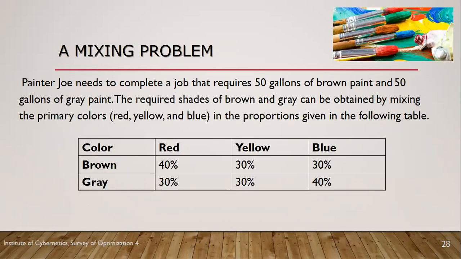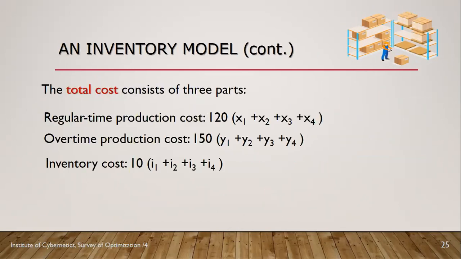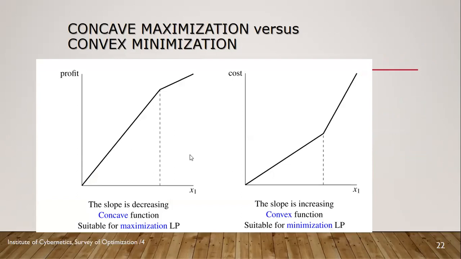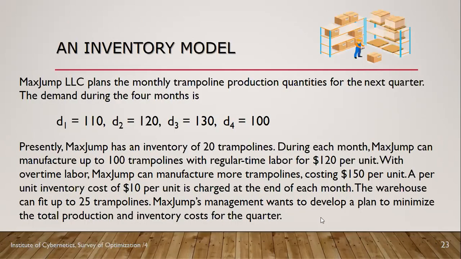And here again, I just want to say, return to the graph here. Definitely we dealt with a convex function, because the initial labor payment was 120 for regular time, and then it increased. It began at 150, so the slope became 150. So this is a typical convex function. But as we were to minimize it, the LP model is applicable for this situation.